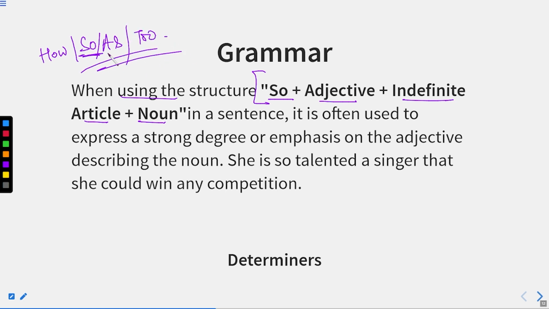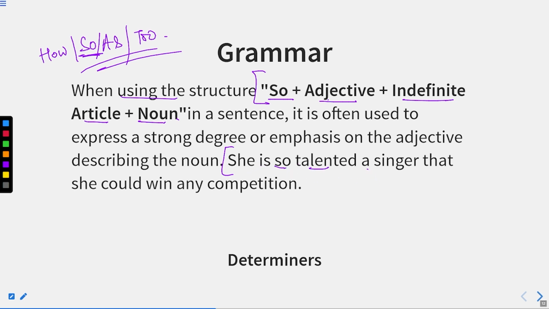So first we'll read the use of so. First we have so, then we have an adjective, then we have an indefinite article, that is a or an, and then after that we have a noun. In a sentence, it is used to express a strong degree or emphasis on the adjective describing the noun. She's so talented a singer that she could win any competition. Now this is the example sentence.